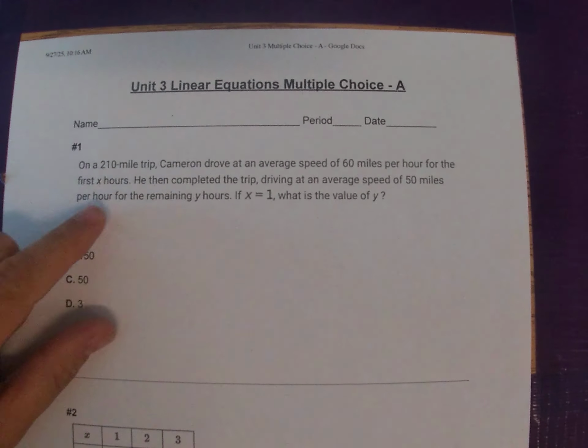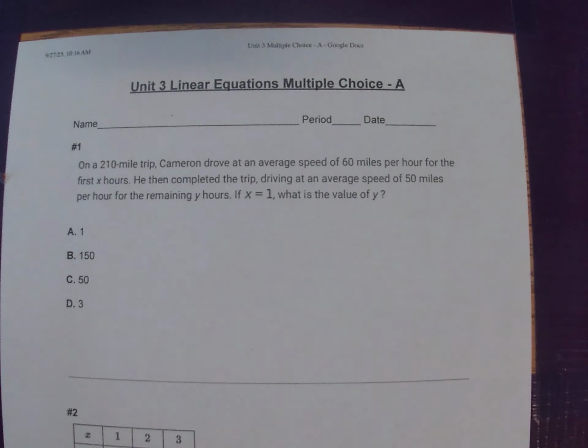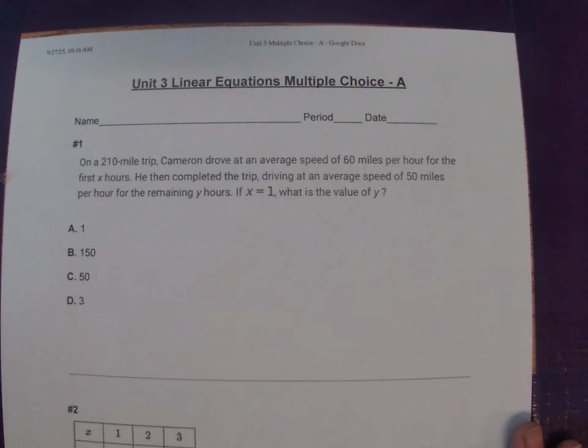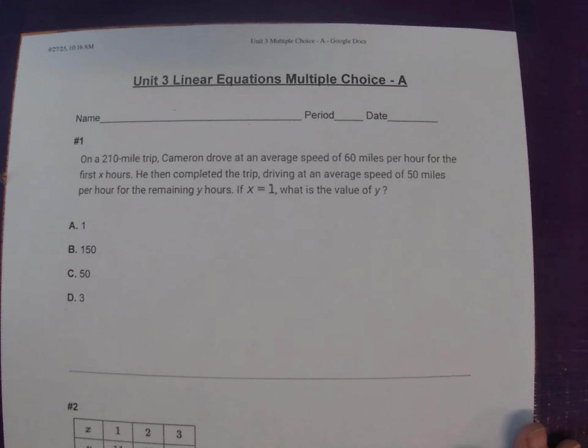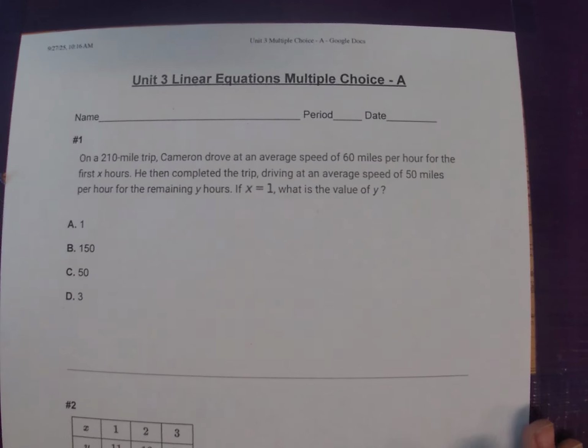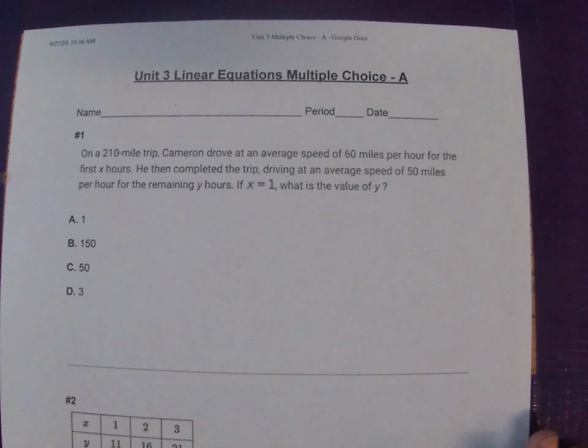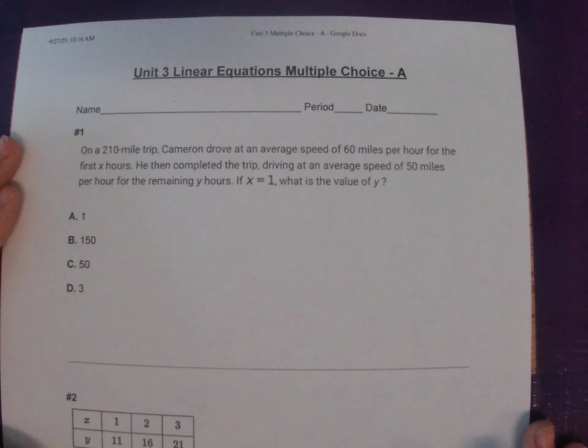So we look at number 1. It's saying on a 210-mile trip, Cameron drove at an average speed of 60 miles per hour for the first X hours. He then completed the trip driving at an average speed of 50 miles per hour for the remaining Y hours. If X equals 1, what is the value of Y?